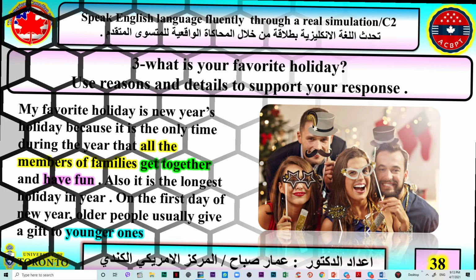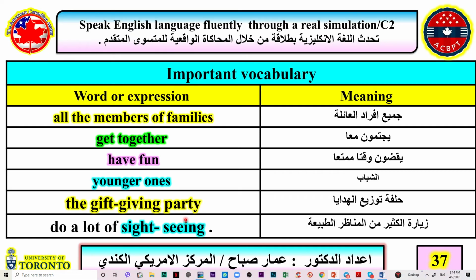Maybe: My favorite holiday is Eid al-Fitr holiday, because all the members of the families get together in the morning and have breakfast. And the older people give gifts and money to the children and kids.